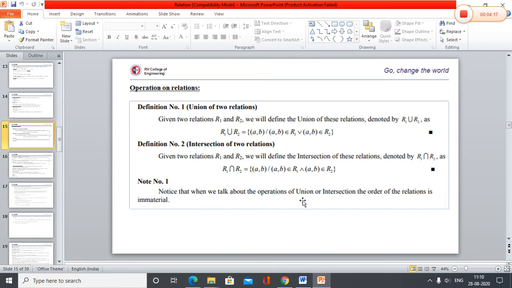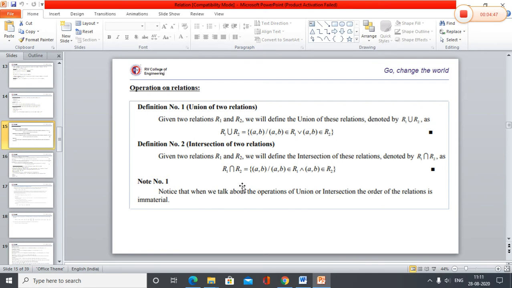Then intersection. I have to take the common elements, which means only those ordered pairs which belong to both sets. Means if I say A is equal to {1, 2, 3, 4, 5} and B is equal to {5, 6, 7, 8, 9, 10}, then A intersection B, only 5 is common, so I am going to write only 5. 1, 2, 3, 4 I cannot write because they belong to A but not to B. Then 6, 7, 8, 9, 10 I cannot write because they only belong to B, not to A. Only 5 is the common element.